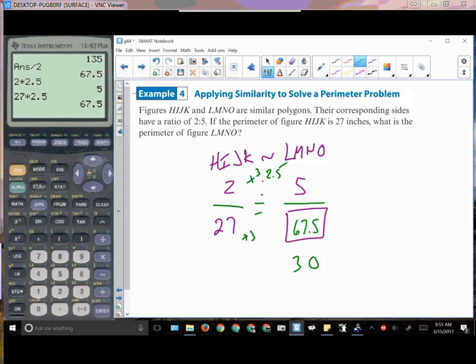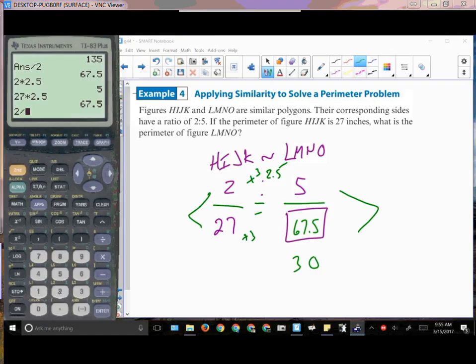Now, whenever we have these ratios, this ratio here has to be the same as this. So what's 2 divided by 27? Well, 2 divided by 27 turns out to be that weird looking number. Okay. If I take 5 divided by 30, I don't get that weird looking number, do I? But if I take 5 divided by 67.5, I get that weird looking number again, don't I?